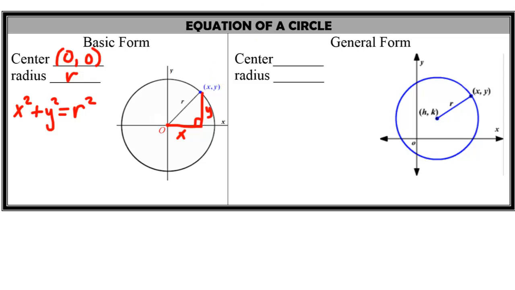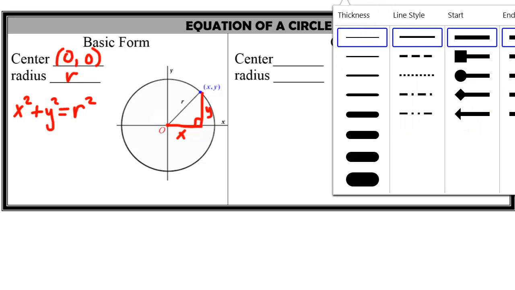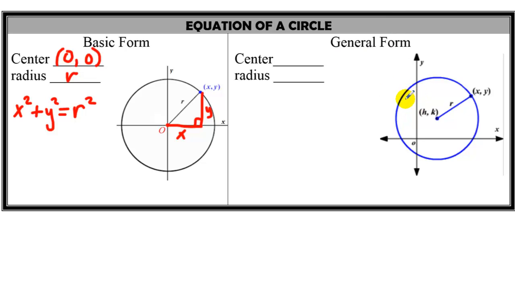Now, a good question to ask is, what if the center is not at the origin, like in our second picture? If the center is not at the origin, then we have to make some adjustments. So here the center is located at what they're calling h, k. Those, of course, are going to be specific numbers in any problem. And the radius is still r. How do we get the equation in this case? It turns out the equation is going to be written like this.